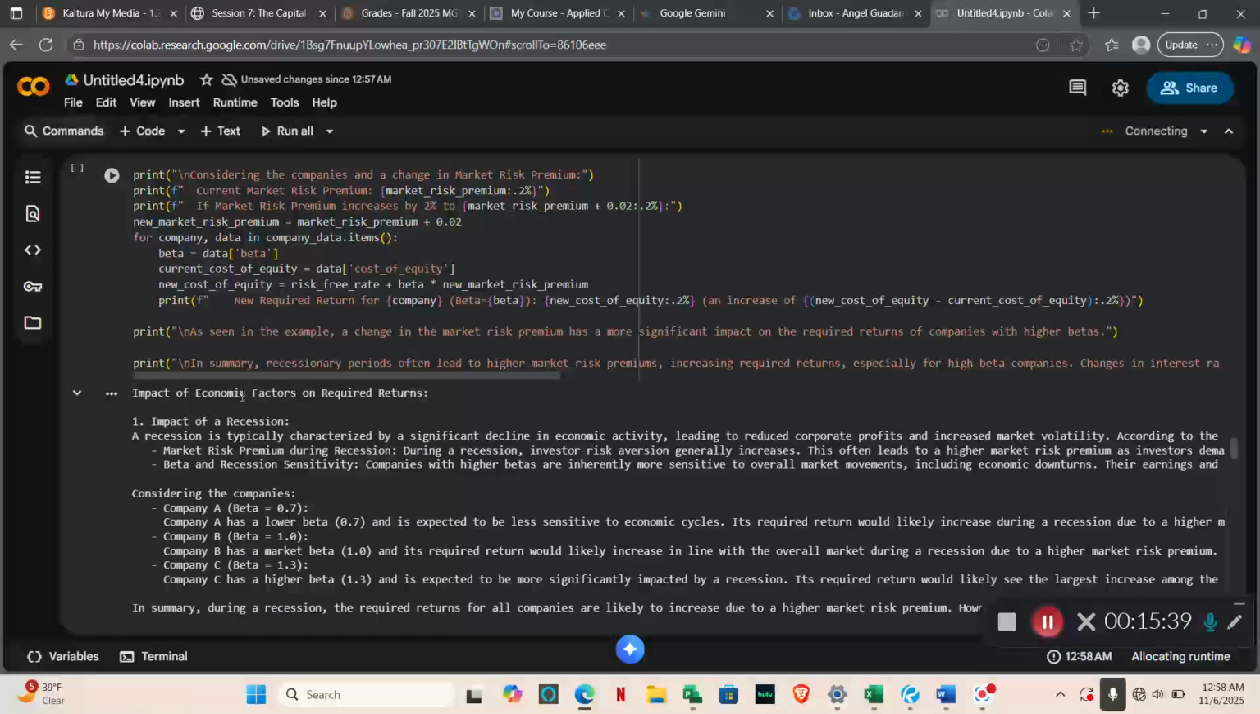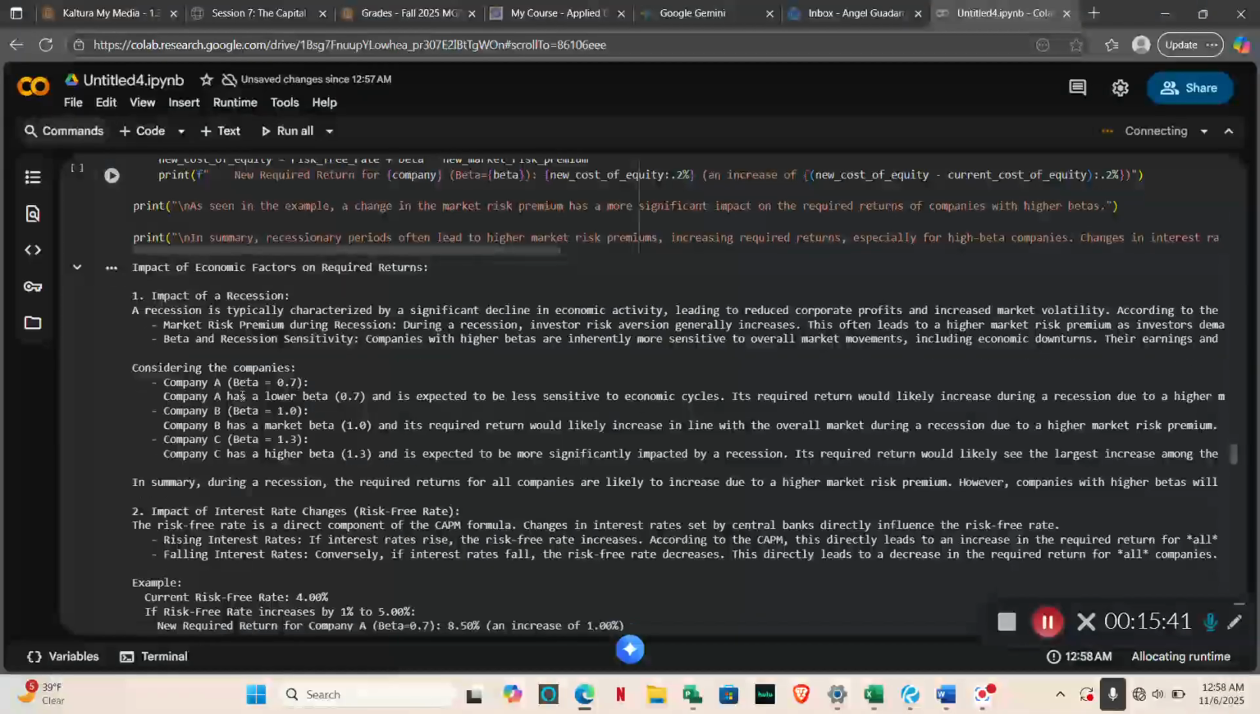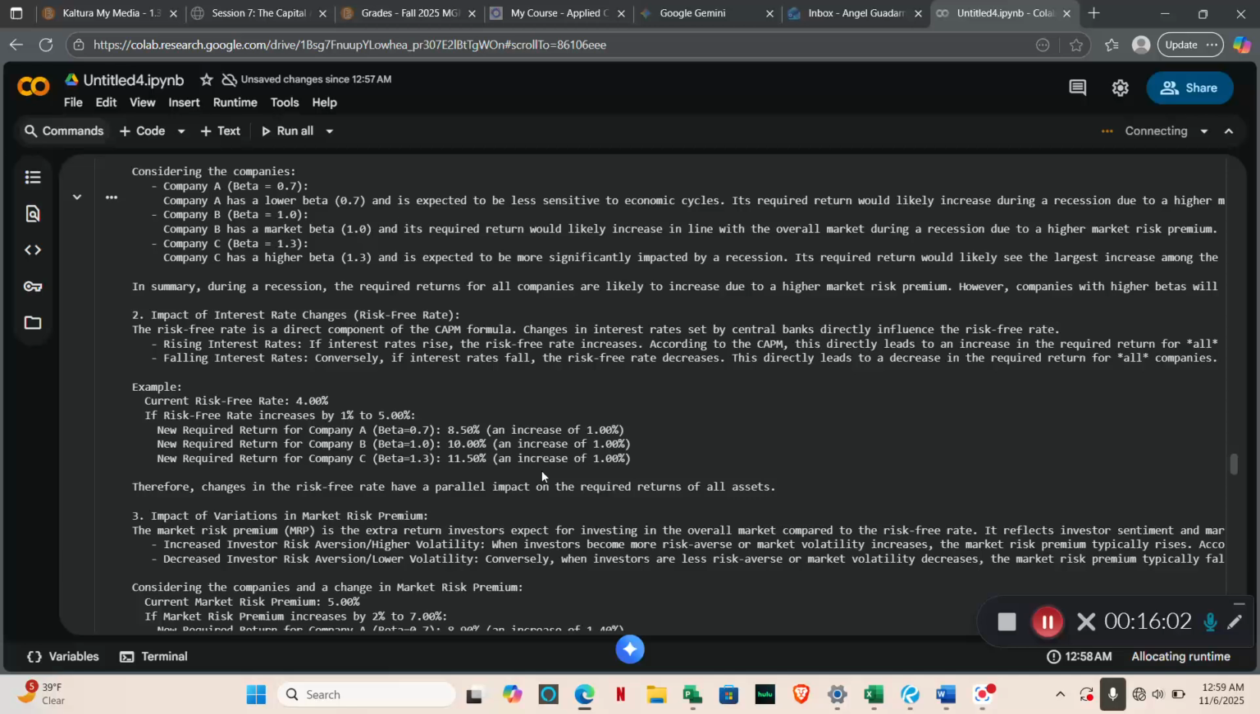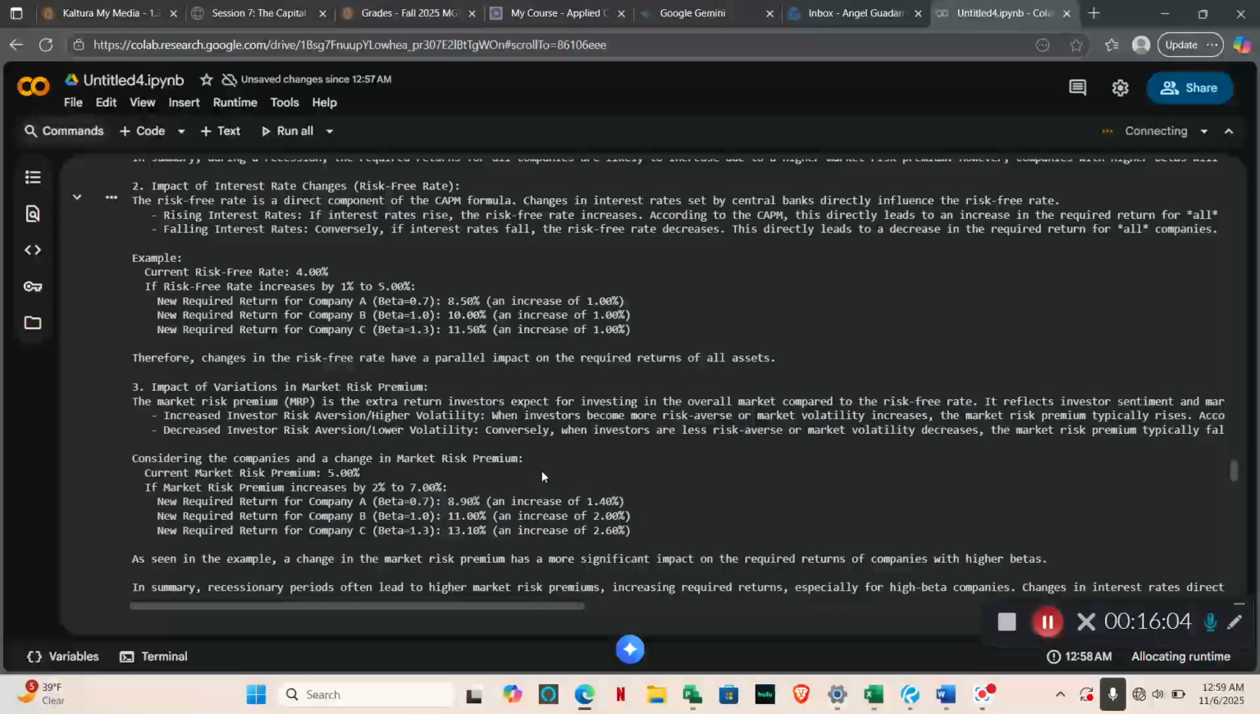So what do we have? We have the impact of economic factors on required returns. Considering the companies, A has a lower beta, while B has a higher one, and C has the highest beta, and it's expected to be more significantly impacted by a recession. C, of course, that is. And for B, its required return would likely increase in line with the overall market, as we discussed earlier. Changes in the risk-free rate have a parallel impact on the required returns of all assets. If you go through this example, you can see why. I can't really go through it right now.